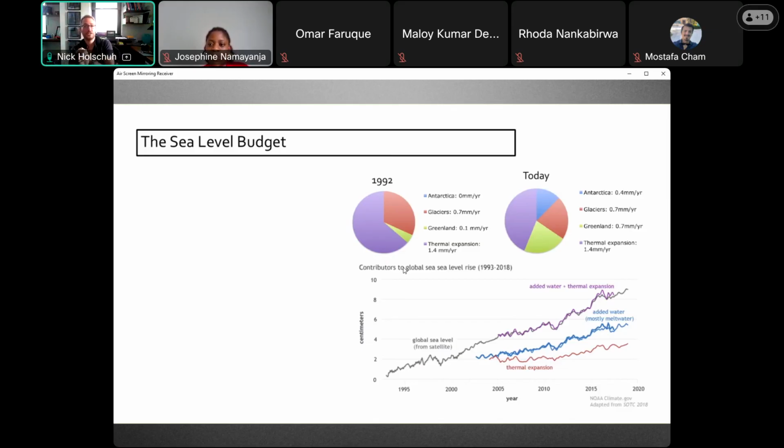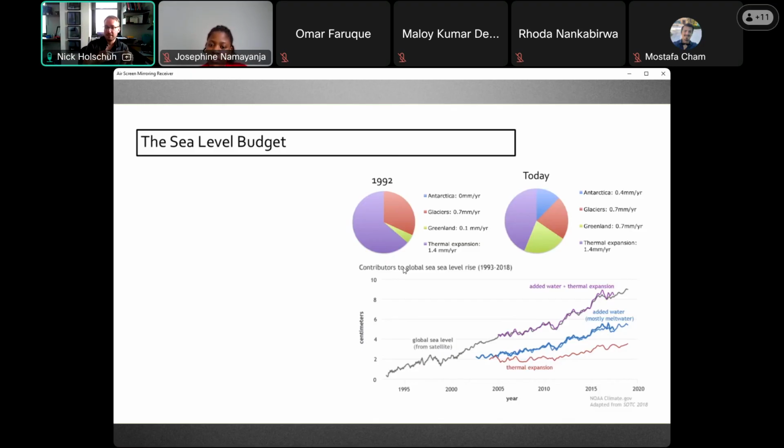Another driver is changes in land water storage. So water that is currently stored on land, either in the form of glacier ice or stored in rivers, lakes, or subsurface aquifers. Changes in land water storage can also drive sea level rise.